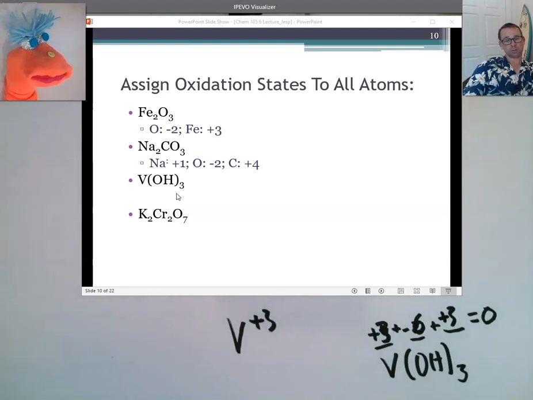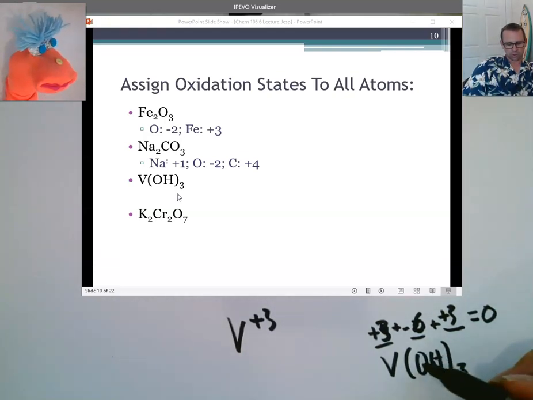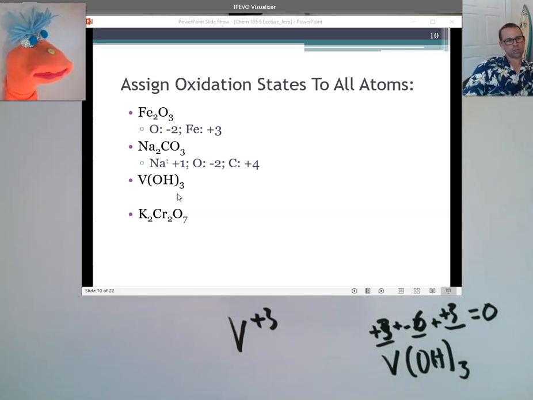So vanadium is +3. No, sorry, not +3. It's +3 from here. But what is the hydrogen's contribution, or each hydrogen? Each hydrogen's just +1. That's right. So vanadium's the +3, oxygen's the -2, and hydrogen is +1 each because there's 3 hydrogen, 3 oxygen. Okay, did you follow that? Yeah. Very good.